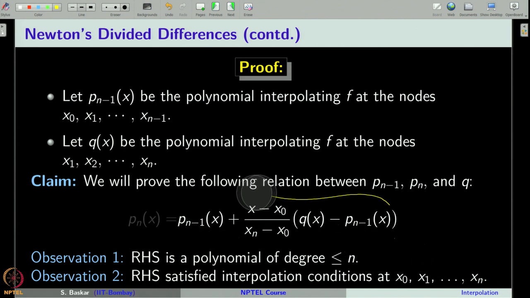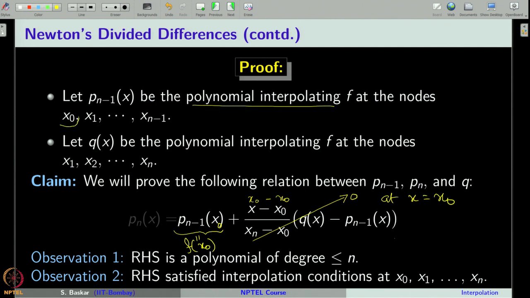How will you see this? Well, let us take x0 and see what happens. Take x equal to x0, you can see that this becomes x0 minus x0. Therefore, the entire term goes to 0 at x equal to x0, right? Therefore, you are only left with P_{n-1} of x0, right? And that is actually equal to f of x0. Why? Because P_{n-1} is an interpolating polynomial at x0 also, right? Therefore, this polynomial satisfies the interpolation condition at x equal to x0.